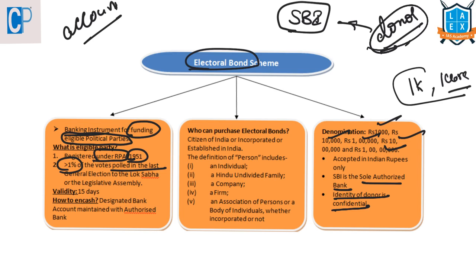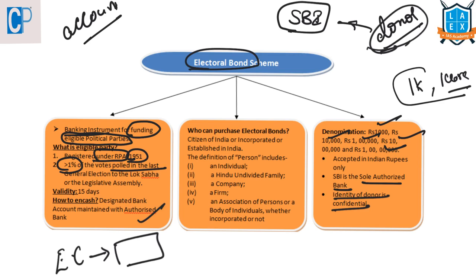Then, how are our political parties going to encash these electoral bonds? These transactions can be made only through a verified account that is allotted by the Election Commission. Election Commission will allot an account to all the eligible parties. So, these electoral bonds can be encashed only in that designated bank account with an authorized bank.